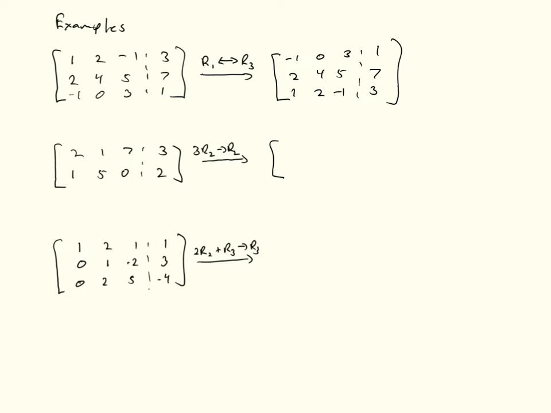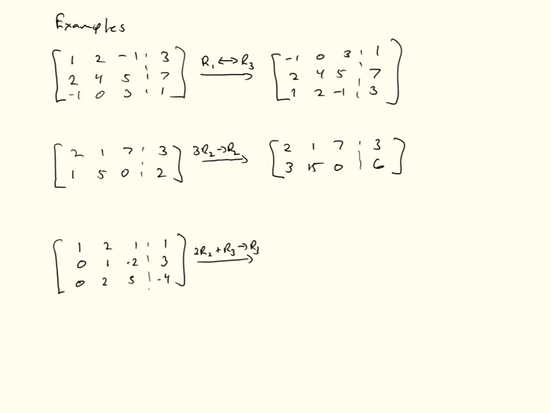Now in the next example, we're going to multiply row 2 by 3. In this example, row 1 stays the same. It doesn't change. So I'll have a 2, 1, 7, augmented with a 3 there. And then when I take 3 times row 2, 3 times 1 is 3. So that'll be a 3. 3 times 5 is 15. 3 times 0 is 0. And 3 times 2 is 6. So that's what happens when I just multiply a row by a constant. I'm just multiplying each entry in that row by that constant, and that's the result.